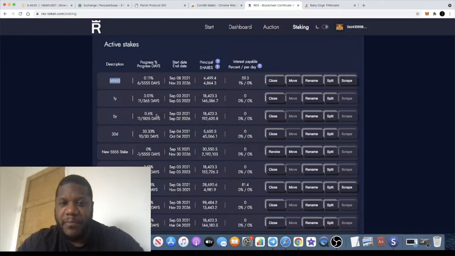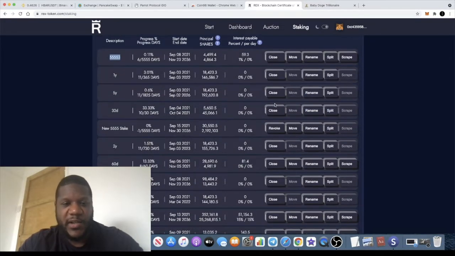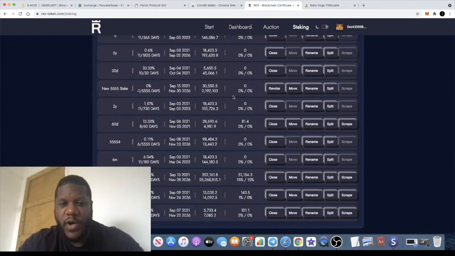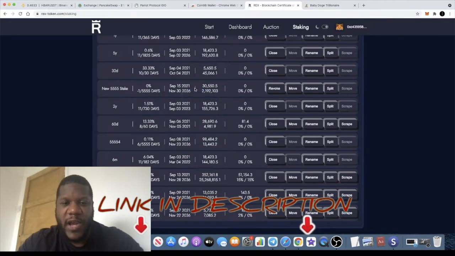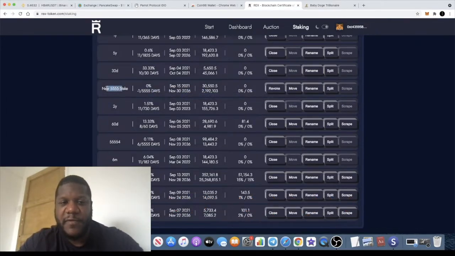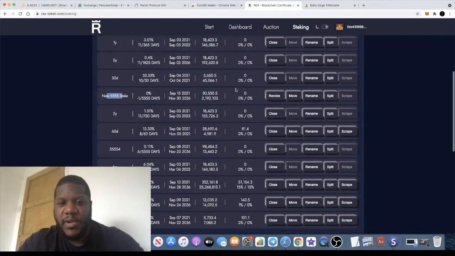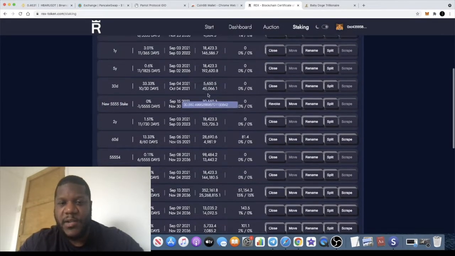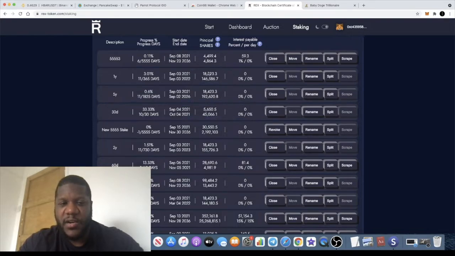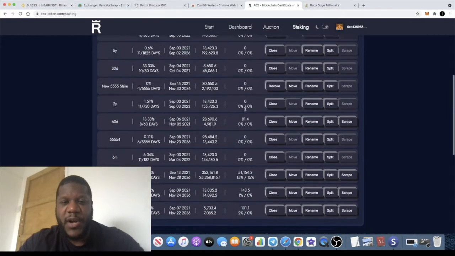It made sense for me to scrape these stakes, which were only paying me like 2%, 3%, 5% interest, and then compound them into one and make a completely new stake. So I scraped about 30,000 Rex, and I staked that for 5,555 days. It hasn't kicked in yet, as you can see. But that will give me 15% a day on that, as opposed to 3%, 2% on these stakes, which are only for like a year, 5 years, even a 30-day stake. So it made sense to just scrape it and compound it up.